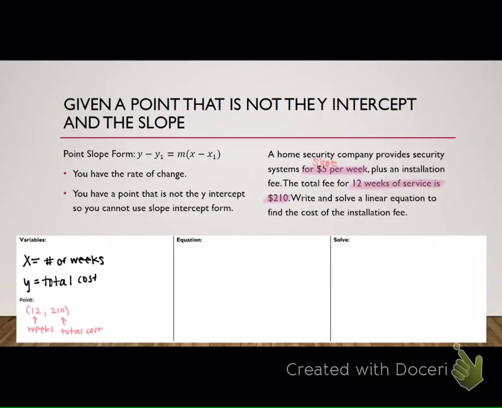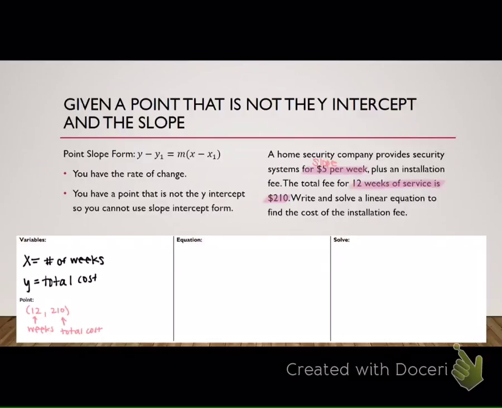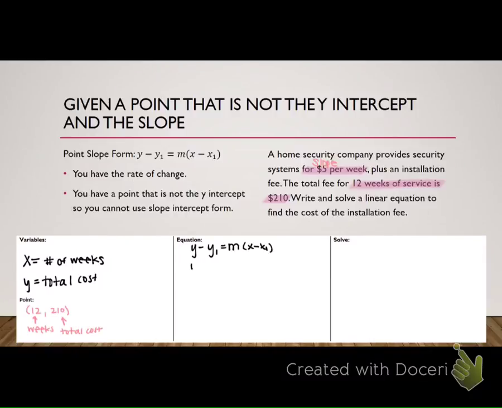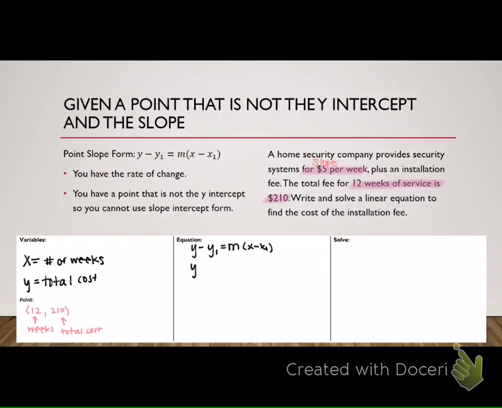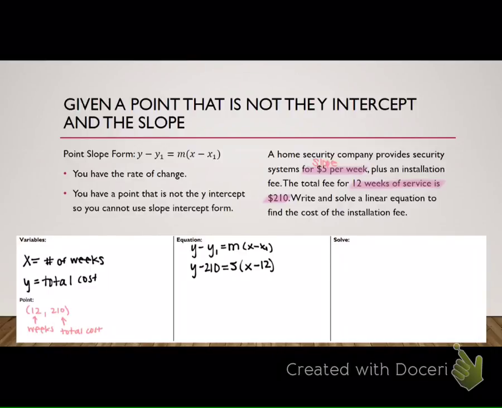So what is your point-slope-form equation? RC, what would my point-slope-form equation be then? So remember, point-slope form is y minus y1 equals m times x minus x1. So do we plug anything in for y? The first y, no. What goes in for y1? 210. Plus or minus? Minus 210. What's our slope? Equals 5. Yep, the slope is $5 per week. And then parentheses x minus 12. Good.